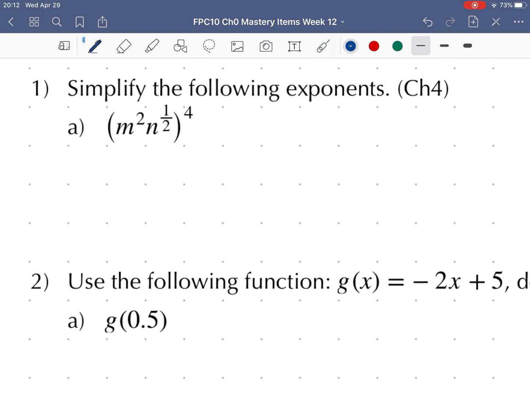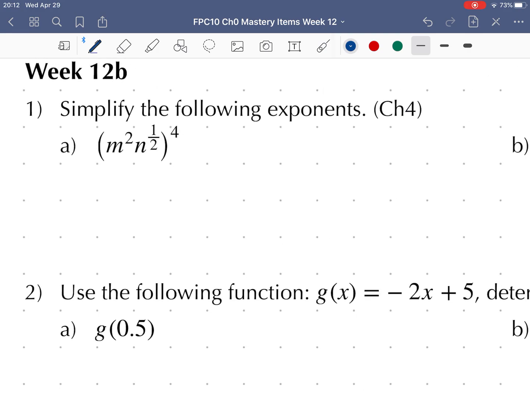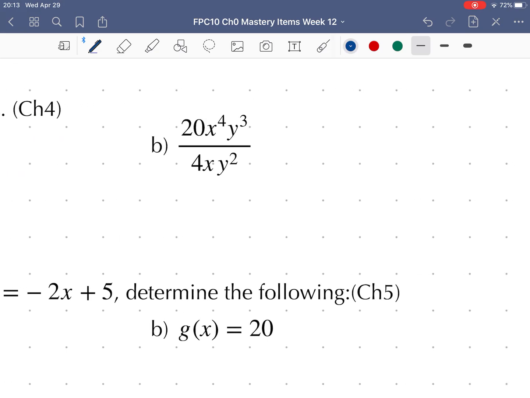Simplify the following exponents. So we want to apply the exponent laws here. Letter A. Inside of our parentheses is all multiplication. So we can just do a power raised to a power. When we do a power raised to a power, this power outside here is going to be multiplied to each of the powers inside. So we do m to the 2 times 4, which is 8, and n to the 1/2 times 4, which is 2. And that is as simple as it gets.